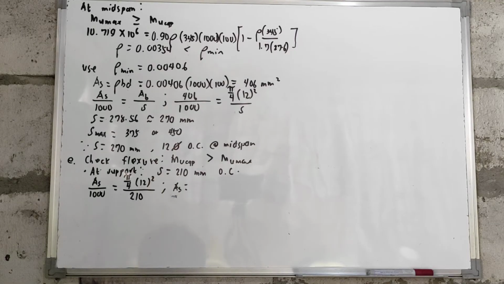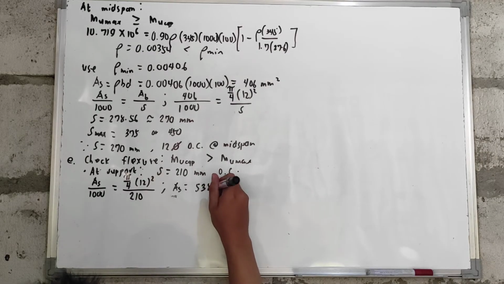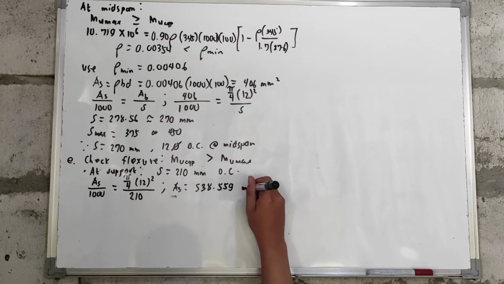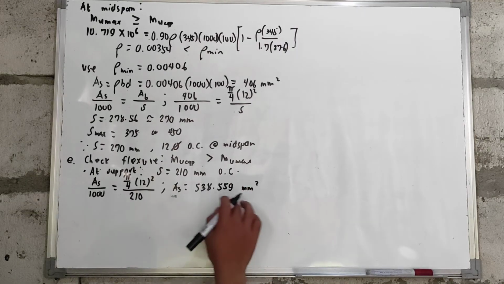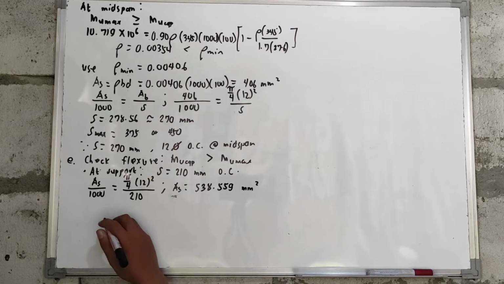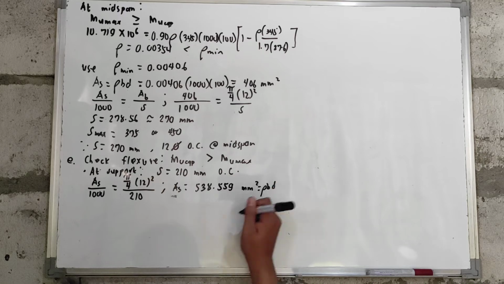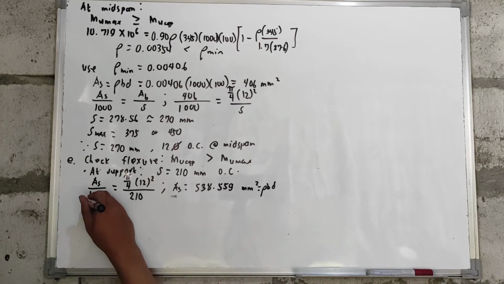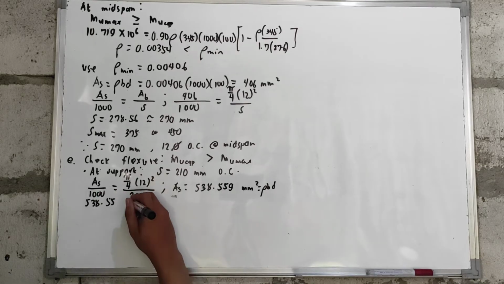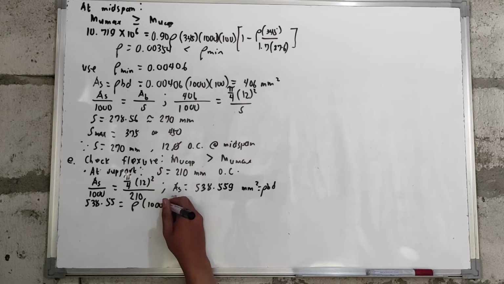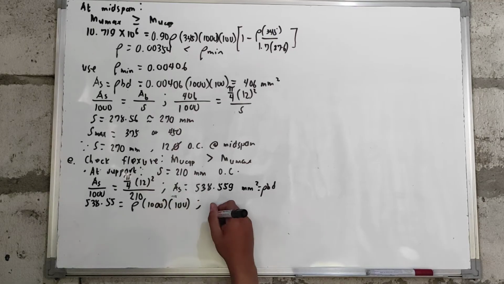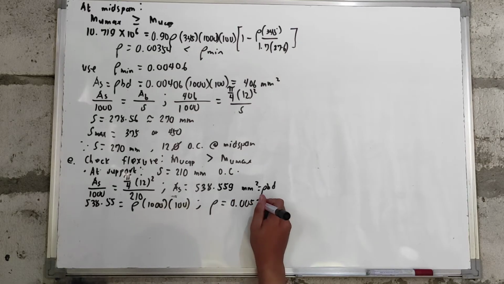So you have a value which is equal to 538.559 mm squared. So after nating ma-compute yan, let us now solve naman yung rho naman natin. So that will be As is equals to rho BD. So that will be 538.559 is equals to rho. Yung B natin, that is 1,000. Yung D natin, that is 100. So the value of your rho, that is equal to, so meron tayo ditong 0.00539.